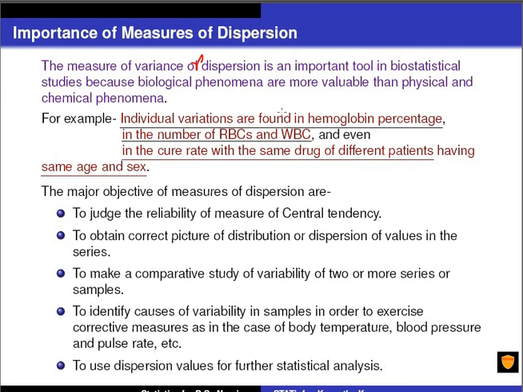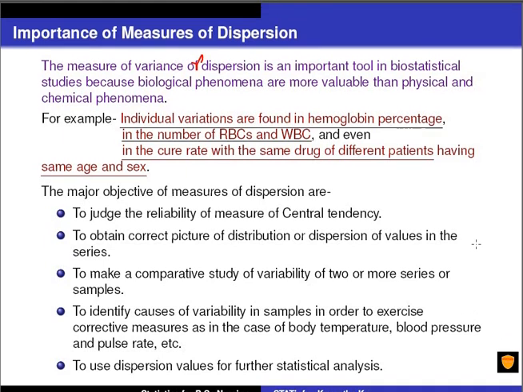For example, individual variations are found in hemoglobin percentages, in the number of RBC or WBC cells, and even in the cure rate of patients having the same age and sex. That means different patients have the same illness and are given the same drug, but still there may be a difference in the cure rate of the patients after taking the same drug, with the same age and sex. The major objectives of measures of dispersion are written here. If you want to take notes from here, you can take them, which I have already discussed.